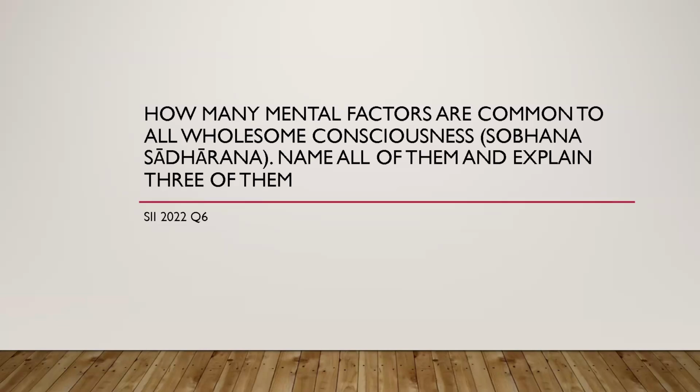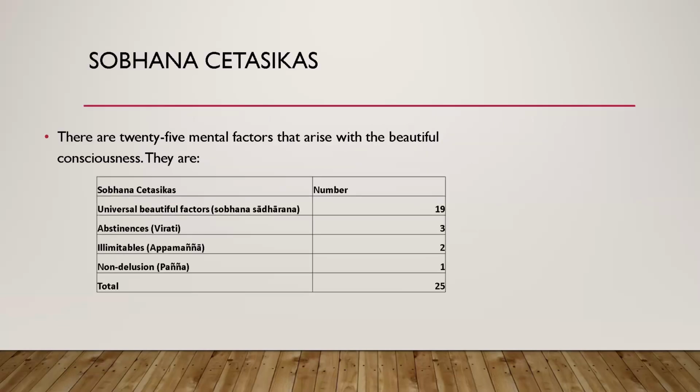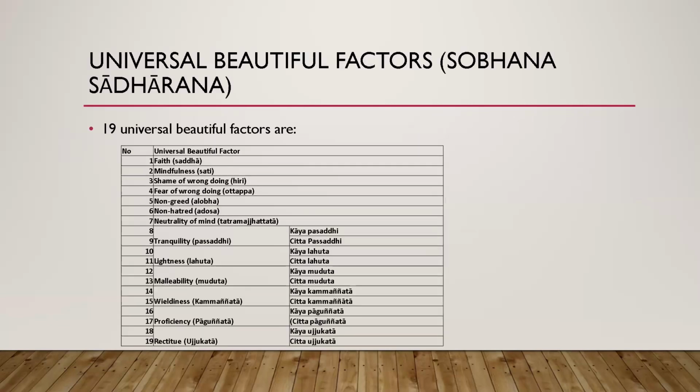How many mental factors are common to all wholesome consciousness? Sobhana sadharana. Name all of them and explain three of them. So there are 25 mental factors that arise with beautiful consciousness. There are universal beautiful factors 19, abstinences 3, illimitables 2, non-delusion 1. So total 25.